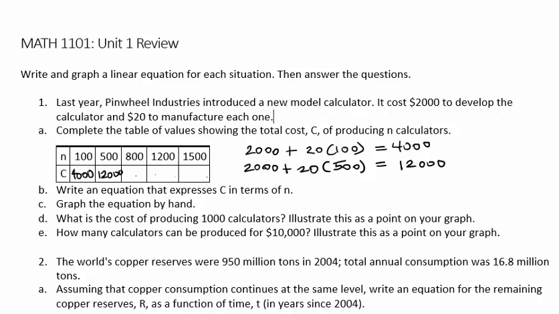And so we really already have our formula if you write out your work for evaluating these expressions in part A. So the cost is equal to 2,000, the constant, plus 20 times the number of calculators manufactured, which is N. You could write this in function notation because it is a function, and instead of C, write it as C of N. Next we want to graph the equation.